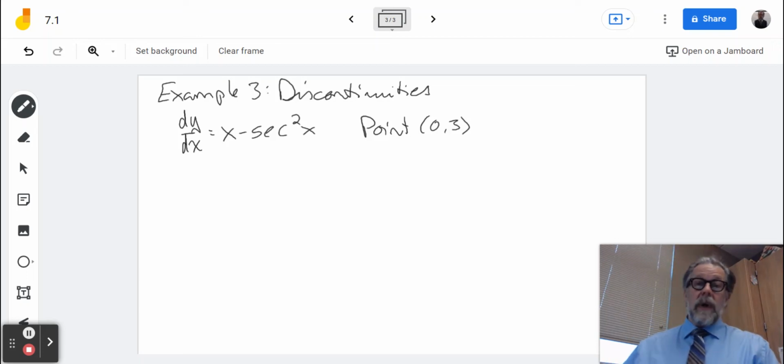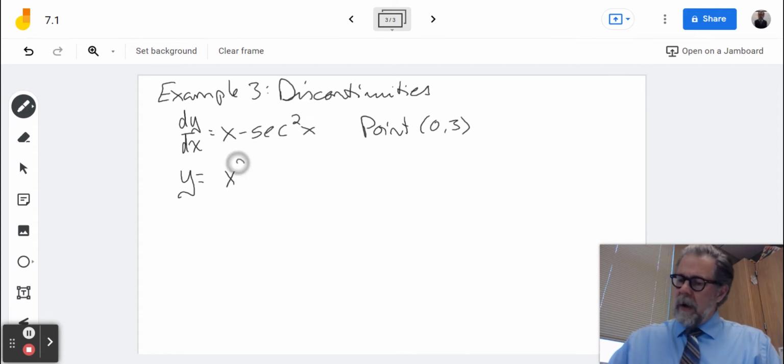All right, what I want to talk about in these examples, well, the first example is how do we deal with discontinuities? So we've got a derivative here. Let's go ahead and find the function y equals, so let's see, what do I know? What function has a derivative x? Well, x squared will have a derivative of 2x, which means I need to put a multiplier of 1/2 there to get rid of that 2 when I take the derivative.